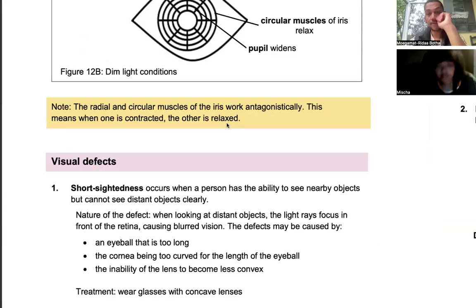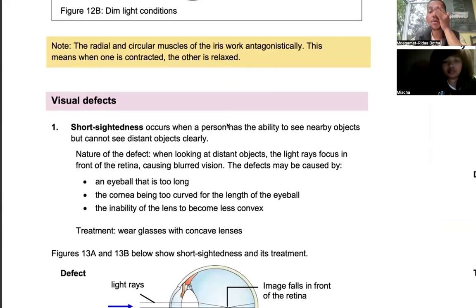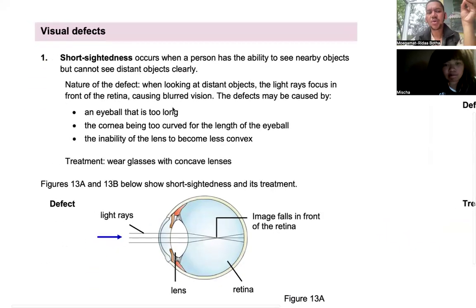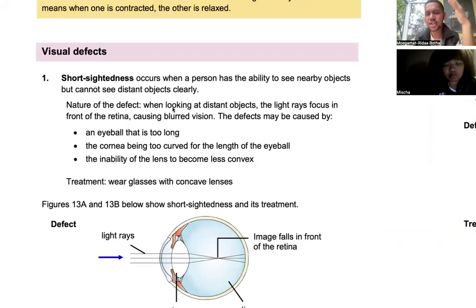Now we're going to learn about visual defects. There are three or four defects that you need to know for the examination. The first type of defect is called short-sightedness, and you also get long-sightedness. Short-sightedness occurs when a person has the ability to see nearby objects, but cannot see distant objects clearly. So try to remember short-sightedness: you can see short, but you can't see far.